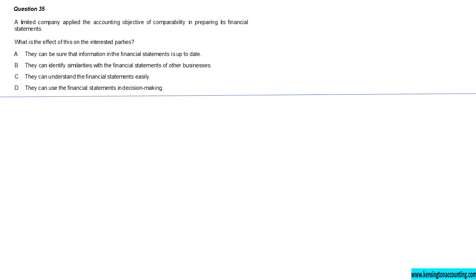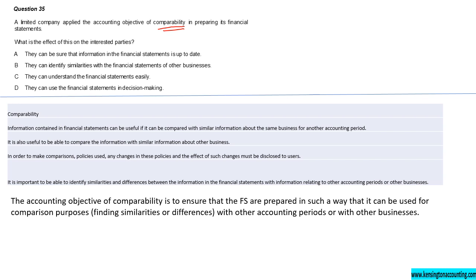Question 35 is about accounting objectives when choosing accounting policies in preparing financial statements. Here, we are just talking about comparability. Let's look at the definition of this term. Comparability means information contained in the financial statements can be useful if it can be compared with similar information about the same business for various accounting periods. It's also useful if this information can be compared with other businesses. To make good comparisons, changes in accounting policies must be properly disclosed so that users can compare judiciously.